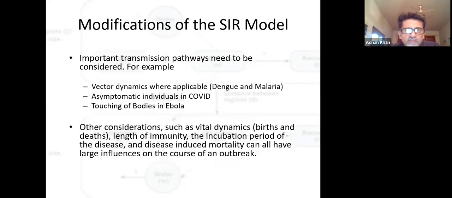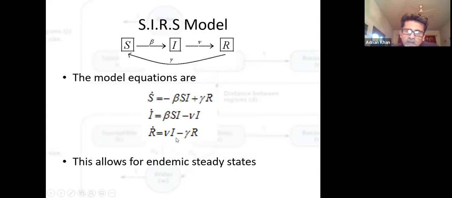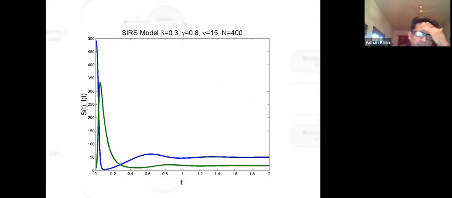One modification of a SIR model could be that once you recover, you're no longer immune, but after a delay, you can again become susceptible. And that's the so-called SIRS model. This is the simplest model that allows for an endemic state, where the disease persists in the population. Here's a run of an SIRS model with these parameters. And you can see that the green line is not going to zero. So there is always going to be some number of infected in the population.